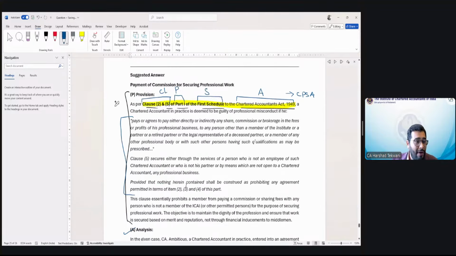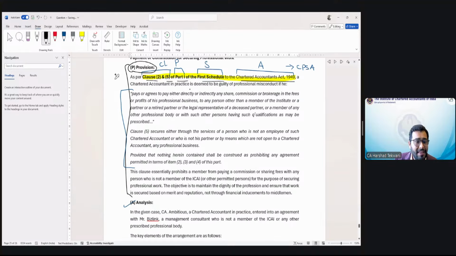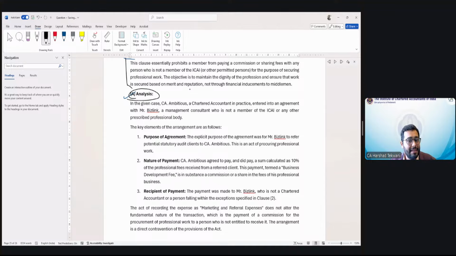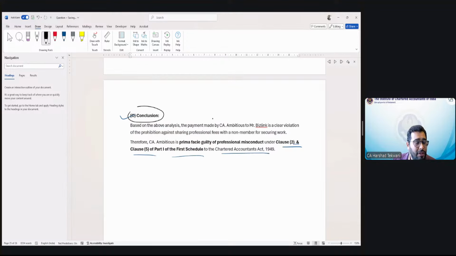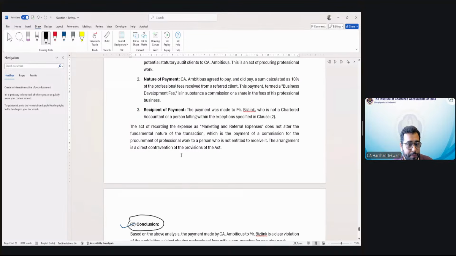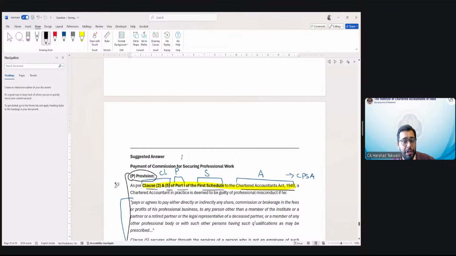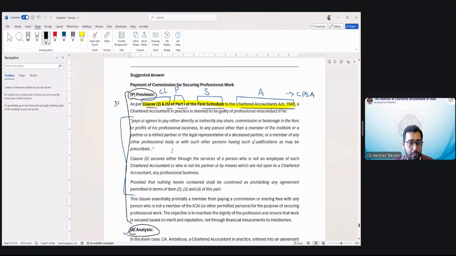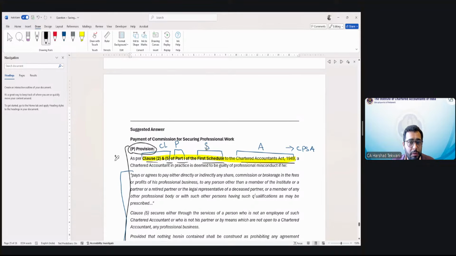So I structured my answer into sections. The first section is the provision, where I specify the provision. The second section is the analysis, where I analyze the critical components of the question. And the third part is the conclusion based on the provision and the analysis. Now I conclude whether the CA in the question is guilty of professional misconduct or not. This is how you need to write the answer. Clear? Any doubt with this particular question?